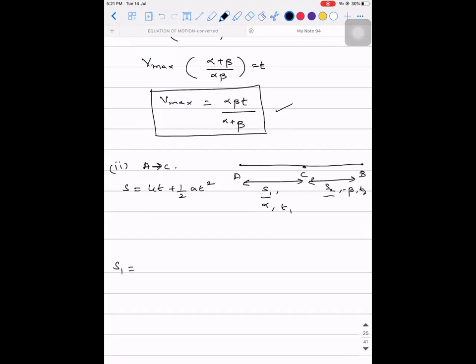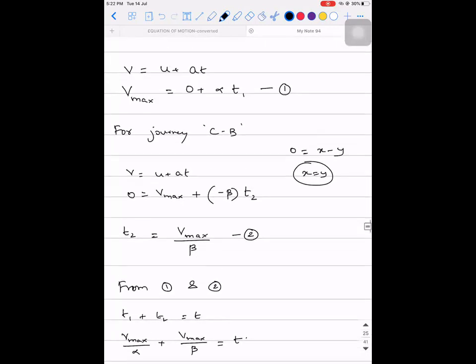So S1 will be equal to, what is the value of U1? What is the velocity here? Initial velocity is 0. Here velocity is V max. Again, here the velocity is 0. Okay. So S1 is equal to 0 into something plus half into alpha into T1 square. Am I right? Yes, sir. This will be alpha by 2 into, what is the value of T1 I got in this question?